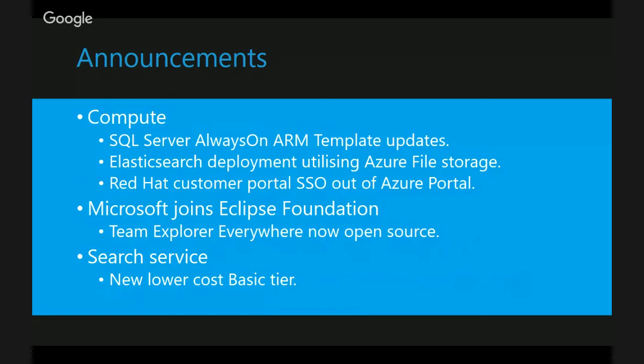And then off the back of the Red Hat announcement last week, if you go into the Azure portal, or through PowerShell, and provision a new virtual machine running one of the Red Hat OS releases, when you go into the portal to look at that instance, you'll have a direct link out to the Red Hat support portal that will automatically log you in. So you don't have to remember those credentials. It'll be done automatically for you, assuming you have a Red Hat support agreement, I assume. It doesn't just automatically allow you to go and open tickets.